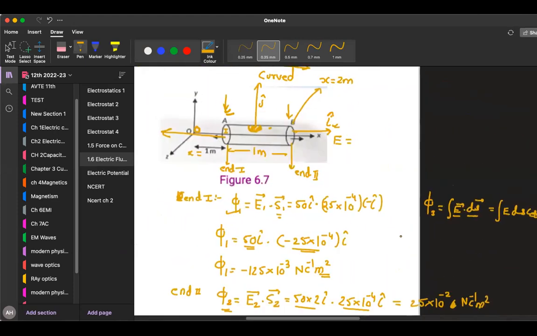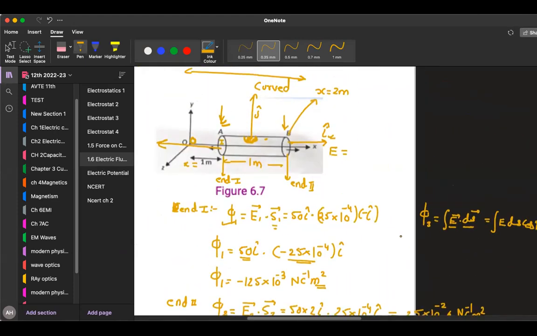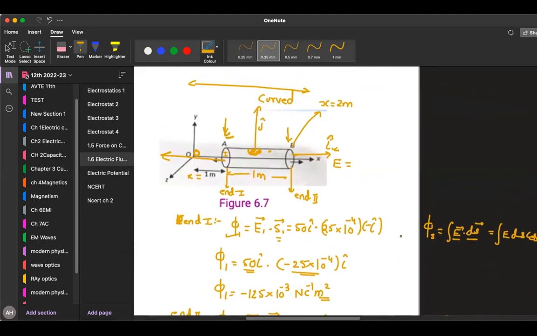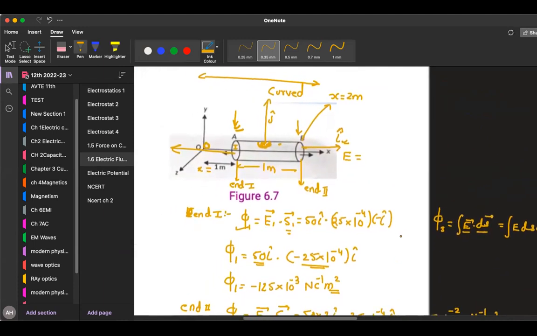See, these questions are solid examples of NCERT with a small modification. This exact question is in NCERT, but in NCERT, the field is not variable. The given field is constant. This is a variable field. So this is a slight modification in the numerical of NCERT. Note it down, please.